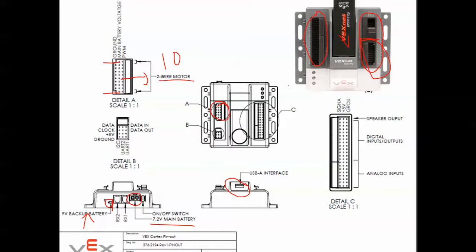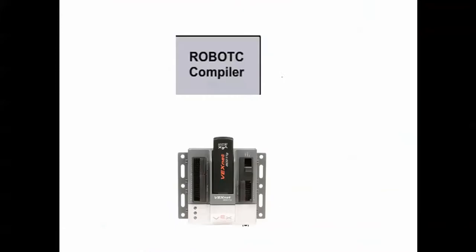Now this VEX microcontroller is basically used for programming using Robot C. In the next slide, let us say this is our VEX microcontroller, and it contains a Robot C compiler, which is going to compile the Robot C program we are writing. Inside you also have the motor controller, which is going to control the motors connected to the VEX microcontroller.